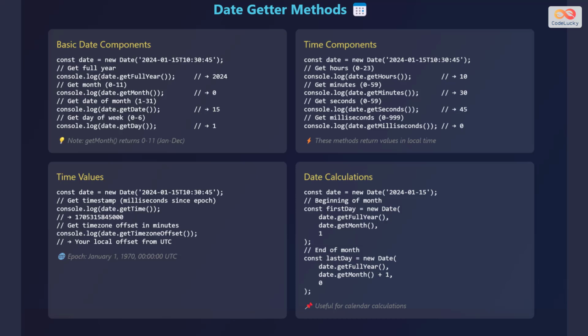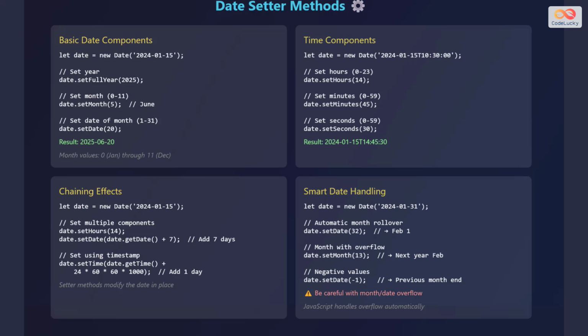The last section demonstrates date calculations to find the beginning and end of a month. This technique uses the year and month from an existing date object to determine the first and last day of that specific month. These methods are essential for performing calculations that involve time.